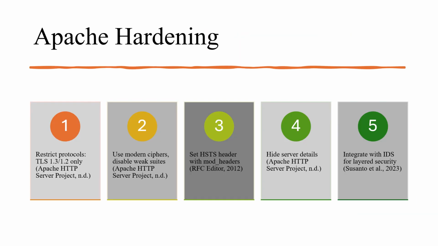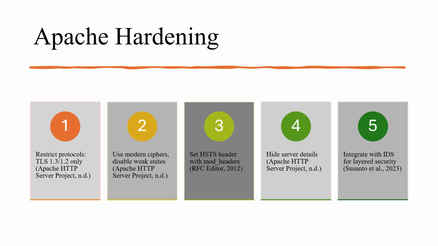Once HTTPS is enabled, it's important to harden Apache so the server isn't just encrypted, but also secure against modern threats. The first step is to restrict the protocols that Apache will accept. Only TLS 1.2 and 1.3 should be allowed. Next, we configure strong cipher suites. Modern suites use elliptic curve Diffie-Hellman ephemeral for key exchange, which provides forward secrecy, and pair it with authenticated encryption with associated data algorithms. This combination ensures strong protection while disabling older, weaker suites.